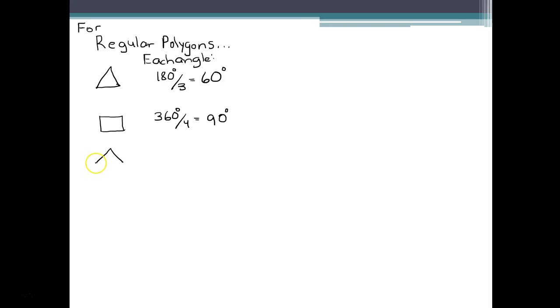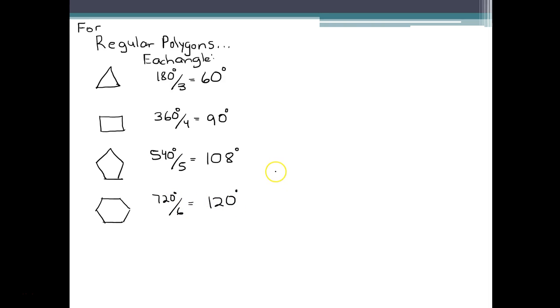Each angle is 90 degrees. For a regular pentagon, you had the 540 degrees divided by 5 angles. Each angle is 108 degrees. Now you might be looking at this and going, wow, each angle is getting bigger and bigger, which makes sense because the more sides you have, the more you're spreading out. You have to spread it out in order to connect the sides together. Let's see, we had hexagon. That was 720 divided by 6. Gives you 120 degrees for each angle.